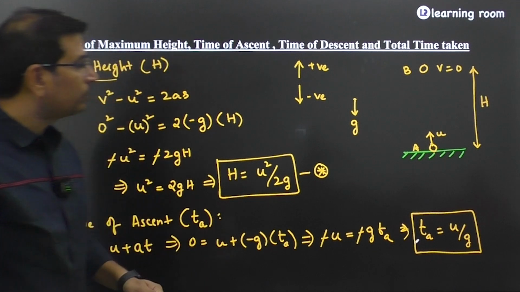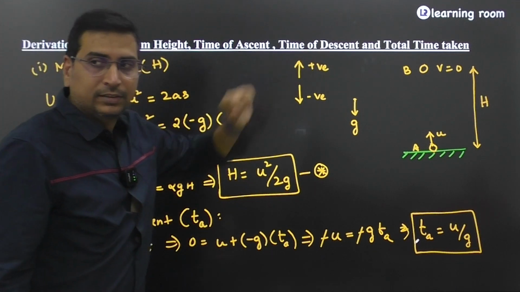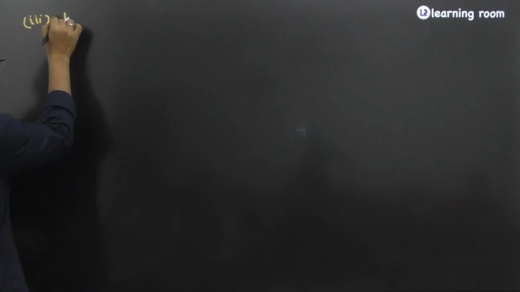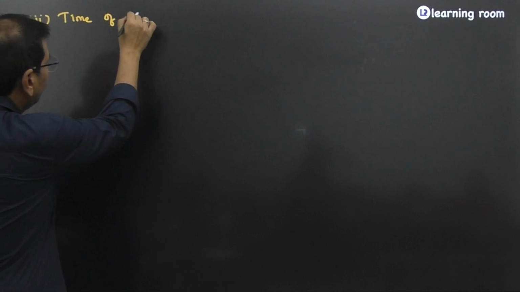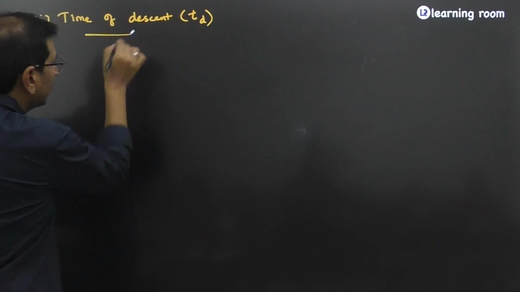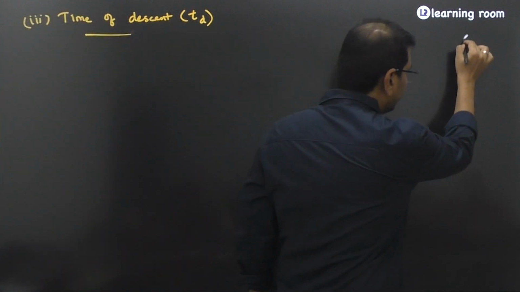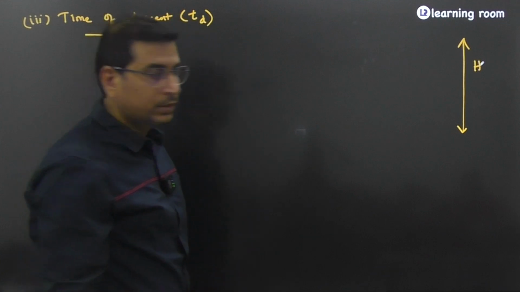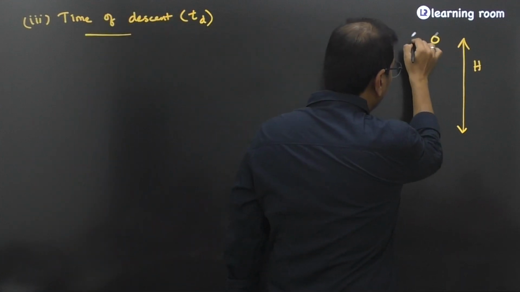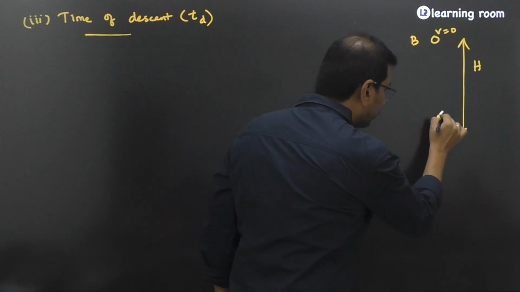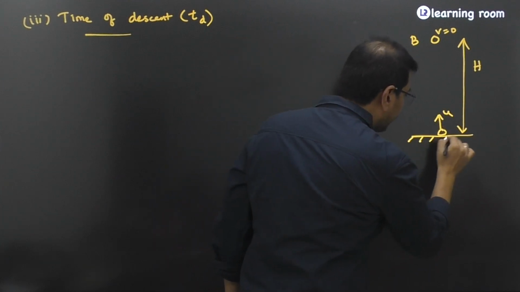Now the third expression that we need to derive is time of descent, right? Let's look at that also. So next one is time of descent, which is called as TD. So for that, what we will do is, H is there, right? This point B, V is equal to 0. And this point, it is U like this, and it is lying on a fixed surface.